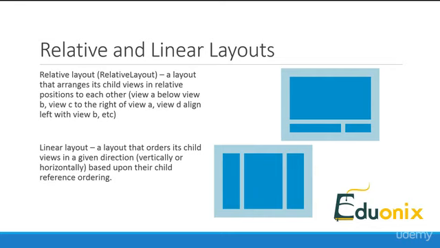Linear layouts, on the other hand, organize their children in a linear order, one after another. They can be declared to set their children in a vertical column or a horizontal row, and will order them based on their children's declaration ordering. In the image to the right, we see a horizontal linear layout with one small view followed by a larger view to the right of it, followed by another smaller view to the right of that.